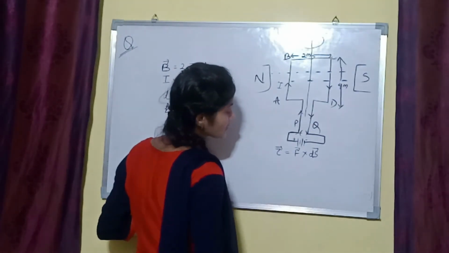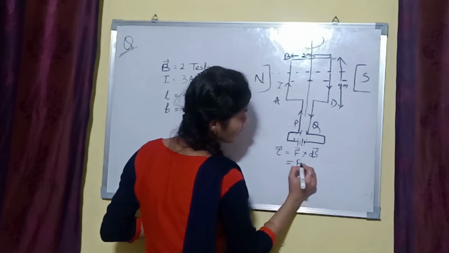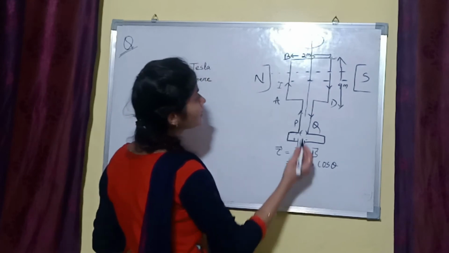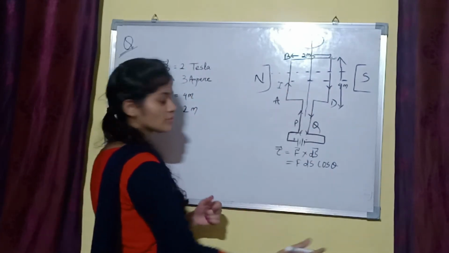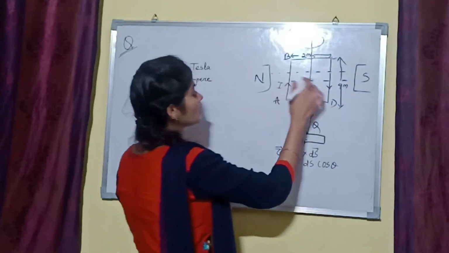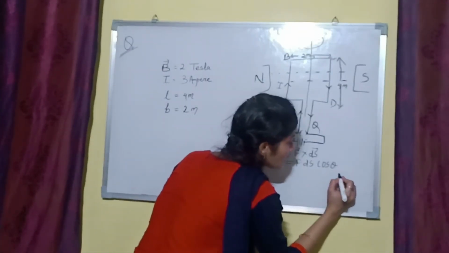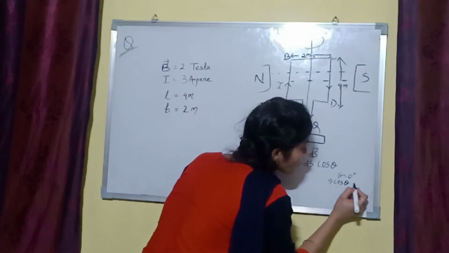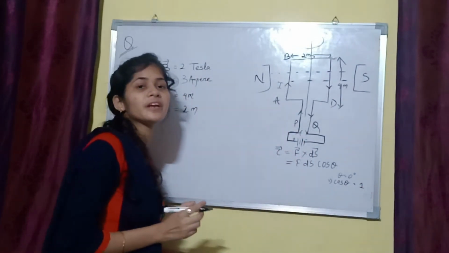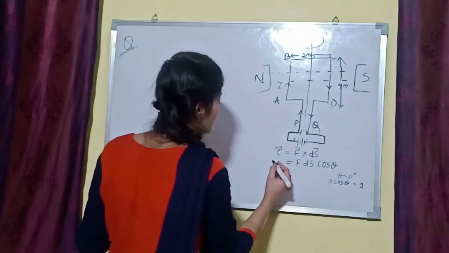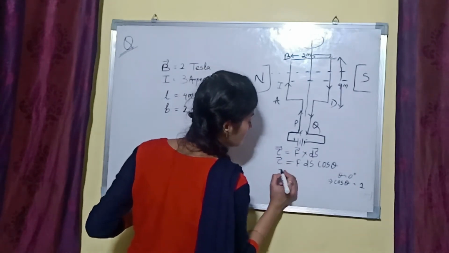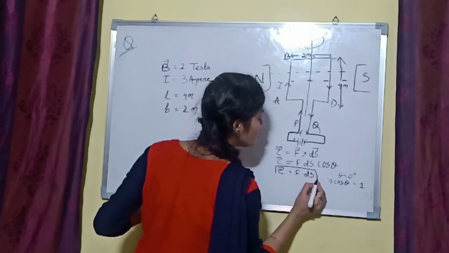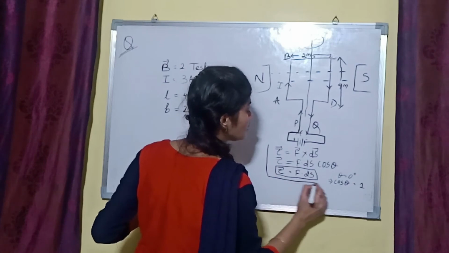What is F cross ds? The formula for F cross ds is F ds cos theta. Here theta is the angle between the axis of rotation and the force. These are parallel to each other, that's why theta will be 0 degree, which implies cos theta will be 1. You know the value of cos 0 is 1. So the formula for tau will be F into ds. It is the formula for the torque. Okay.